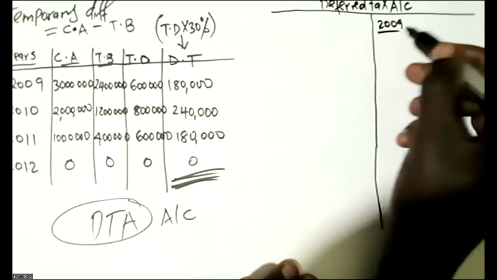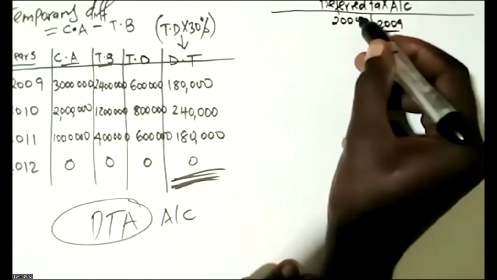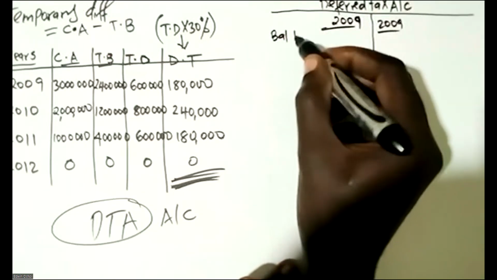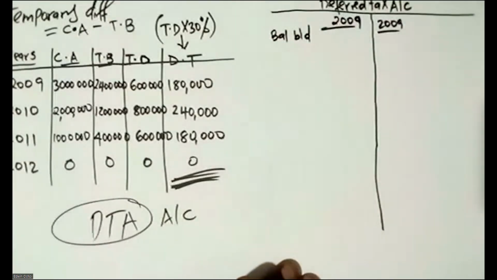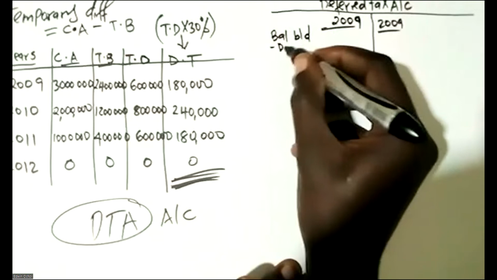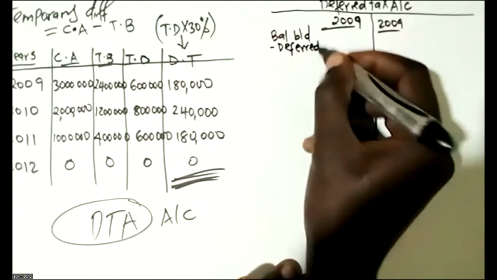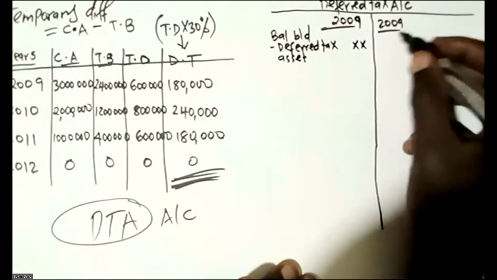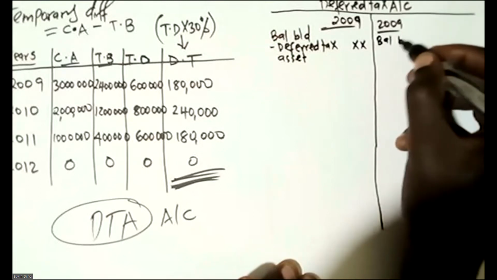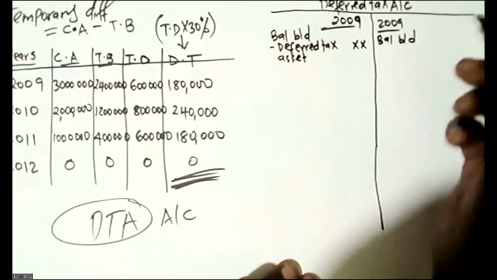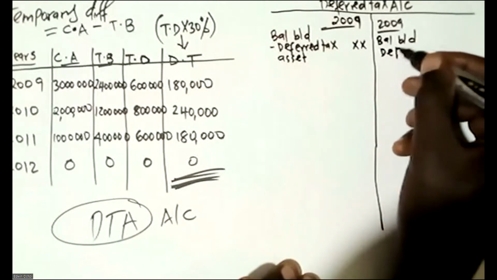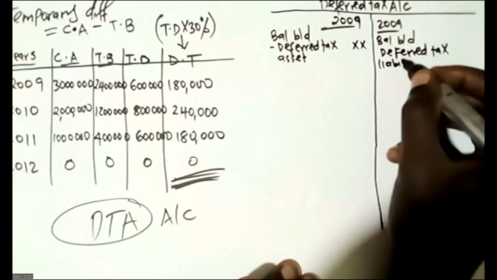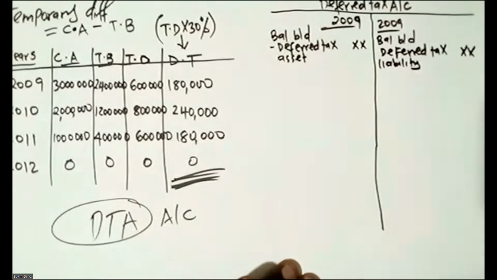So we have 209 as the first year. If there was a balance brought down on the debit side, it must be a deferred tax asset. If it's a liability, it is on the credit side. So the balance brought down can be either on the debit or credit. If it's a deferred tax liability, it goes this side. But there was no balance brought down from 208.